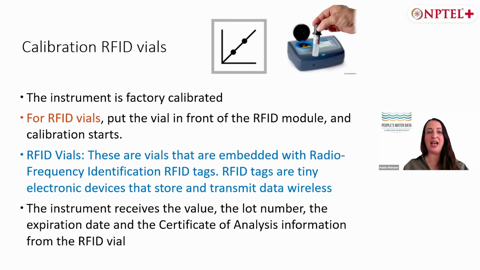We can also calibrate the turbidity meter using RFID vials. These are vials that have embedded radio frequency identification tags. And these are tiny electric devices that store and transmit data wirelessly. These instruments receive the value, the lot number, the expiration date, and a certificate from the RFID vials.